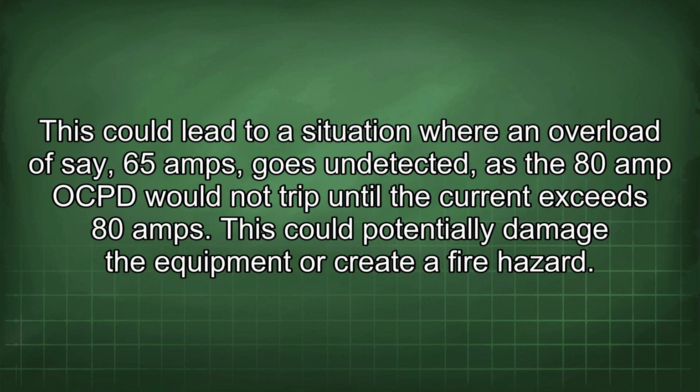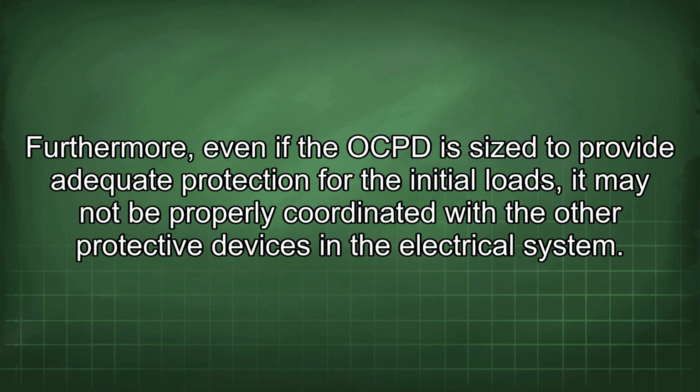This could lead to a situation where an overload of, say, 65 amps goes undetected, as the 80 amp OCP would not trip until the current exceeds 80 amps. This could potentially damage the equipment or create a fire hazard. Furthermore, even if the OCP is sized to provide adequate protection for the initial loads, it may not be properly coordinated with the other protective devices in the electrical system.